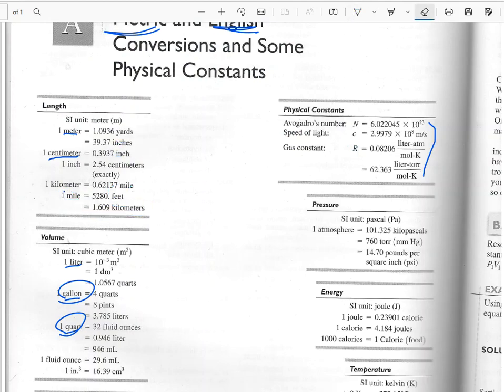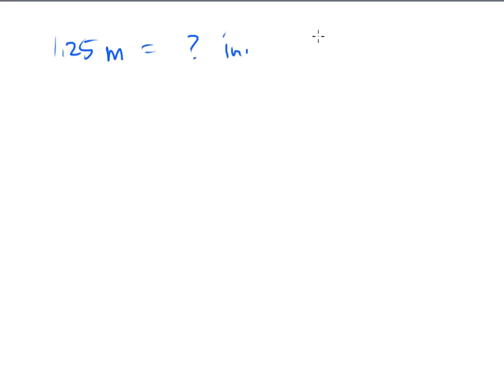So let me get rid of a lot of these scribbles, and it looks like I'm going to be up here in the length category. So it looks like I have meter and inches, and here I see 1 meter, and that's equal to 39.37 inches. So there is a direct conversion here, and that makes me happy because that means that this is just going to be a one-stepper. So 1 meter equals 39.37 inches. That comes straight from the chart.